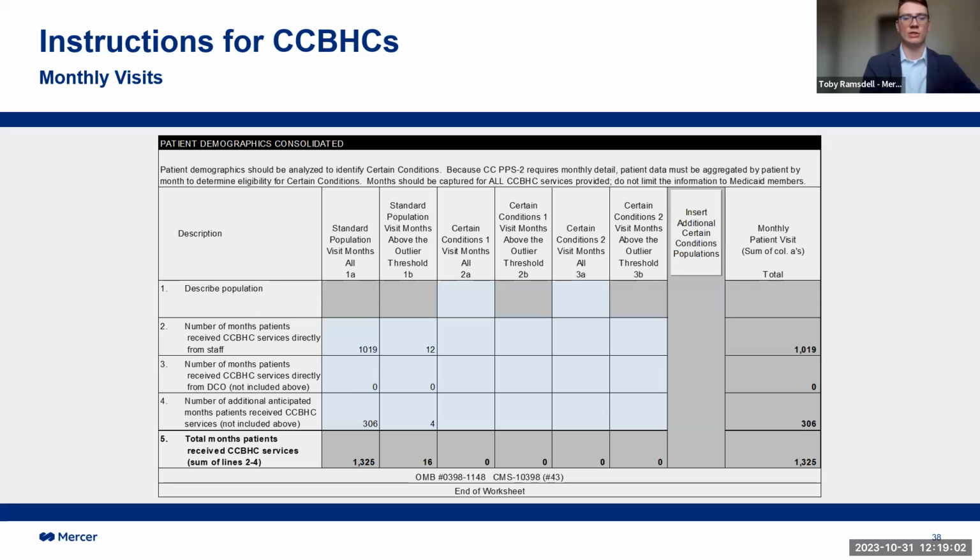You would record any DCO. In this example, I had no DCO visits. And then you would also record the number of anticipated visits. So in this example, I used an assumption of a 30% increase in visits. When you're actually preparing your cost report, you should be able to document anticipated visits. So a blanket 30% increase in visits wouldn't be acceptable documentation. But for this example, I wanted to show you how anticipated visits would be recorded for the visits from that data set.